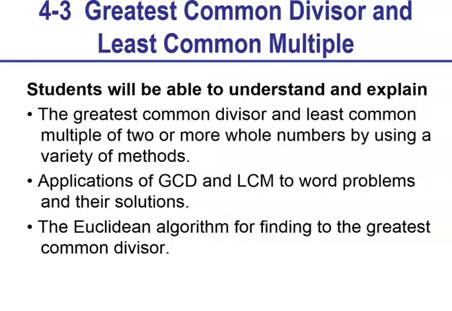We're going to talk about Section 4-3 today, Greatest Common Divisor and Least Common Multiple. When you finish this section, we should be able to understand and explain the greatest common divisor and least common multiple of two or more whole numbers by using a variety of methods, applications of the greatest common divisor and least common multiple to word problems and their solutions, and the Euclidean algorithm for finding the greatest common divisor.